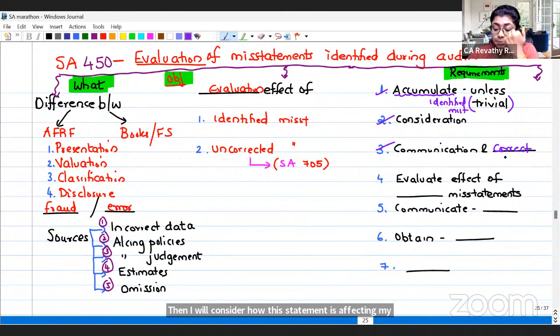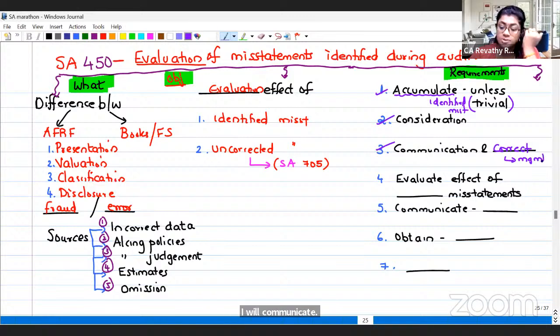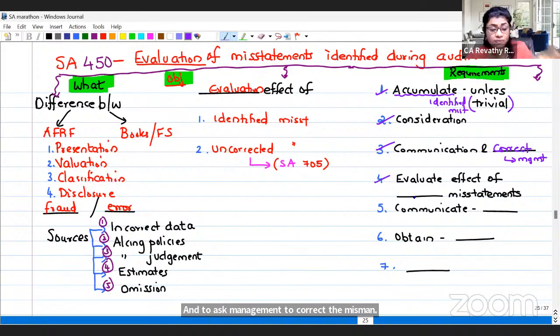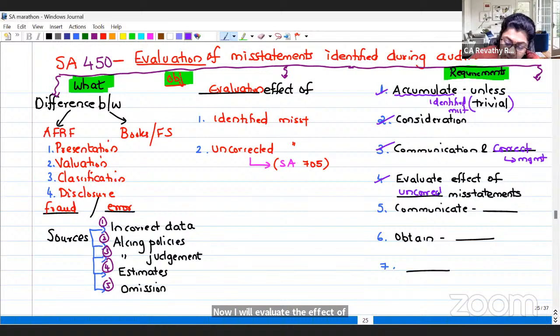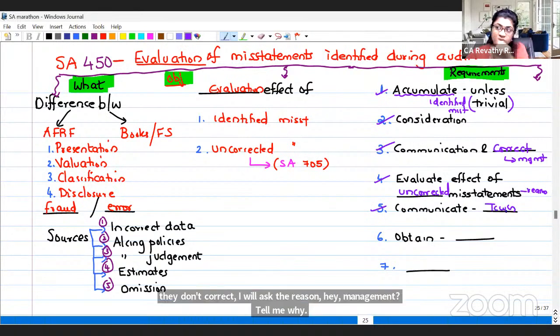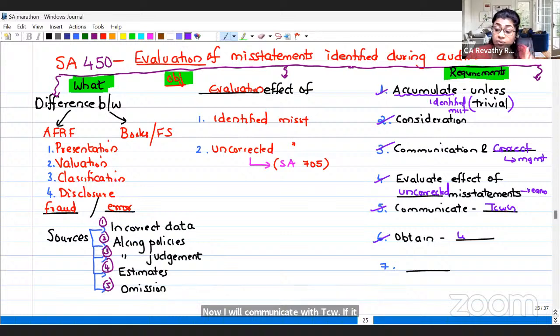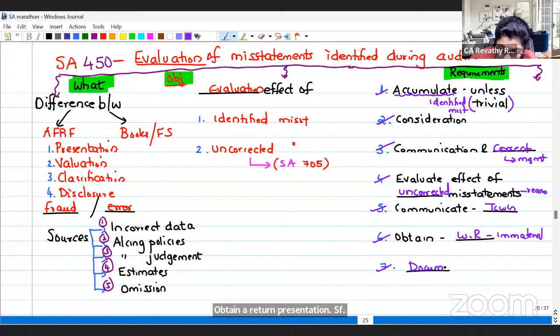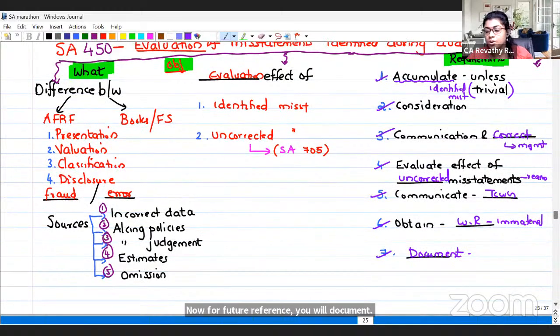I will communicate and ask management to correct the misstatement. Now I will evaluate the effect of uncorrected misstatements. If they don't correct, I will ask the reason: hey management, tell me why. Now I will communicate with TCWG if it is significant. If TCWG says it is immaterial, obtain a written representation, SA 580. For future reference, you will document, SA 230. So this is the requirement. Timer stop.